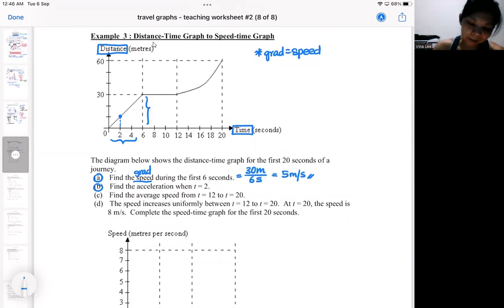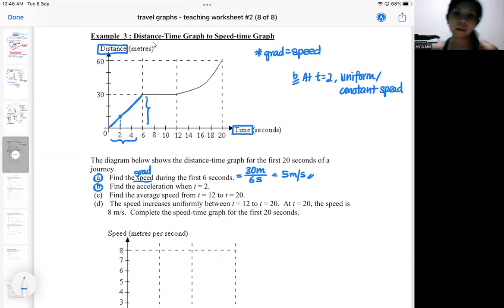So what is the interpretation? At t equal to 2, it is a straight line. The straight line means constant speed. So it is at a uniform or what we call constant speed because it's a straight line. That was what we mentioned in the distance time graph. If you got positive gradient or negative gradient, it's a constant speed.